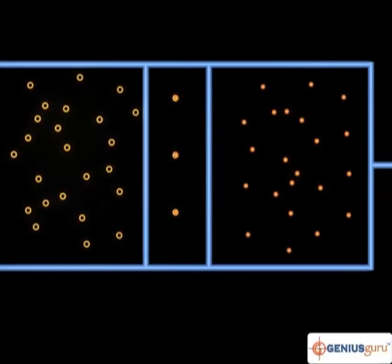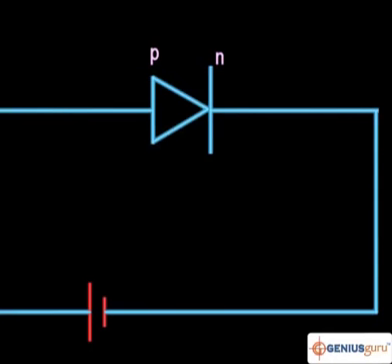Why? Because suppose I consider this figure. In this figure, because of this positive terminal, the holes will be repelled in this direction, and because of the negative terminal, the electrons will be repelled in this direction. The width of the depletion layer will be decreased, so the potential barrier also decreases, and this results in low resistance for the diode, and the flow of electrons from N region to P region and flow of holes from P region to N region is possible, and we get conductivity.